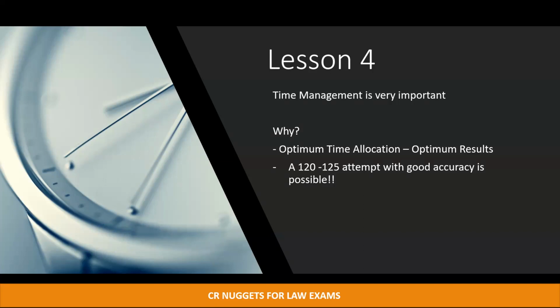And if you can attempt 120 to 125 questions with good accuracy, then you will get a top 3 national law school definitely. But how can you improve on time management? To improve on time management, you need to write mocks and analyze your mistakes. You need to know what kind of questions you should attempt, what kind of questions you should leave, and what kind of mistakes you commit in the exam. Only then can you come up with a good time management strategy.